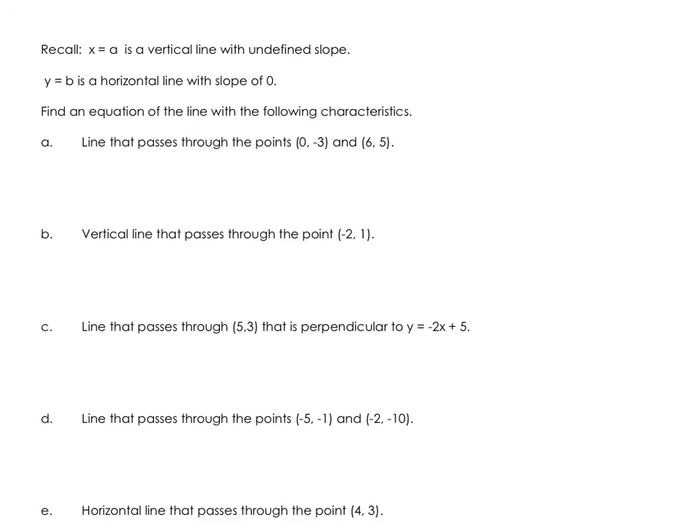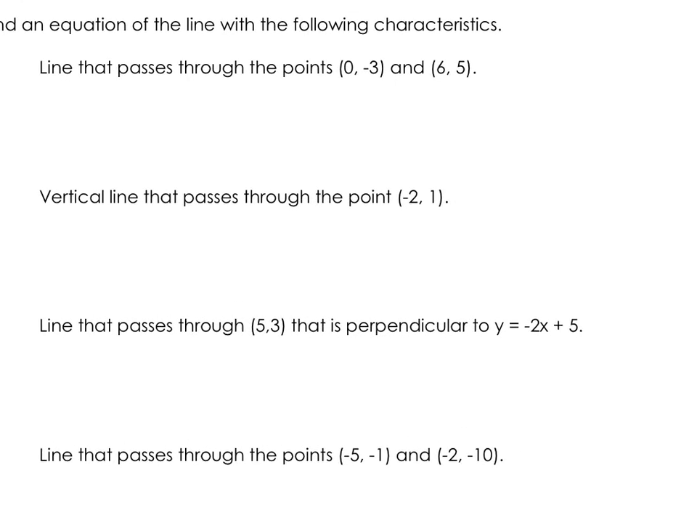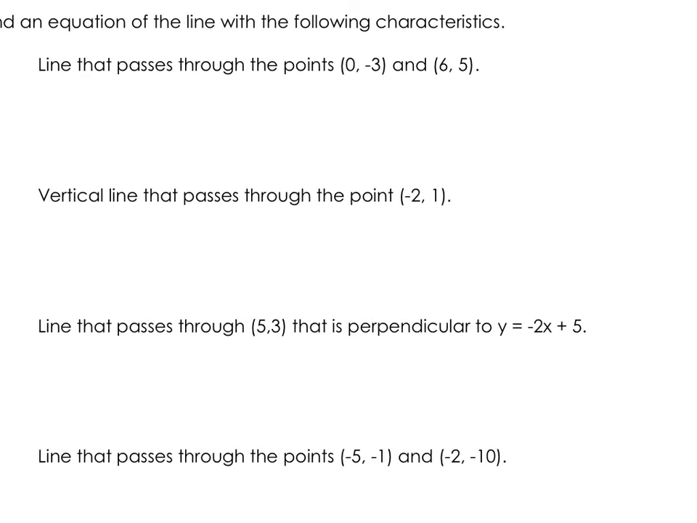Recall x equals a is a vertical line with undefined slope, and y equals b is a horizontal line with slope 0. Find an equation of the line with the following characteristics. A line that passes through the points (0, -3) and (6, 5). We have 2 points, and whenever we have 2 points, one thing that we can calculate is the slope. So let's calculate the slope.